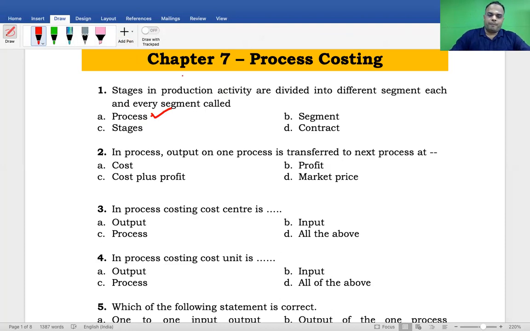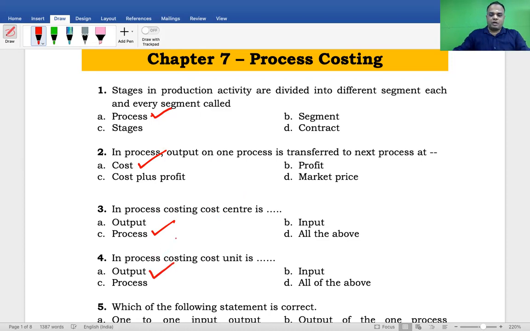In process, output of one process is transferred to the next process at a dash: cost, or profit, or cost plus profit, or market price. Only at the cost. In process costing, cost center is output, or input, or process, or all of the above. Each and every process is called a cost center. In process costing, cost unit is output, or input, or process, or all of the above. Output of the end process, saleable product.